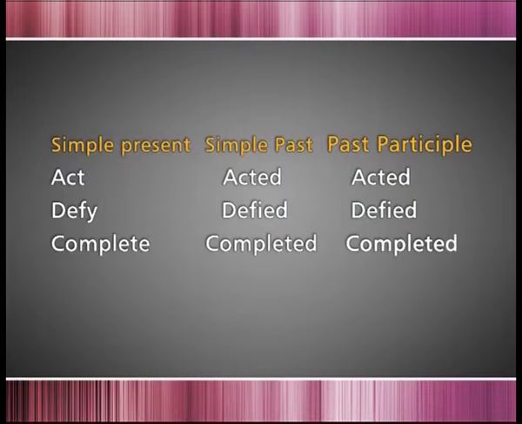Formation of the simple past and past participle forms. In the case of most verbs in English, the past tense and past participle forms are formed by the addition of D or ED to the dictionary or simple present form, with a change in spelling in some cases. Such verbs are called regular verbs. For example, simple present: act, defy, complete. Simple past: acted, defied, completed. Past participle: acted, defied, completed.